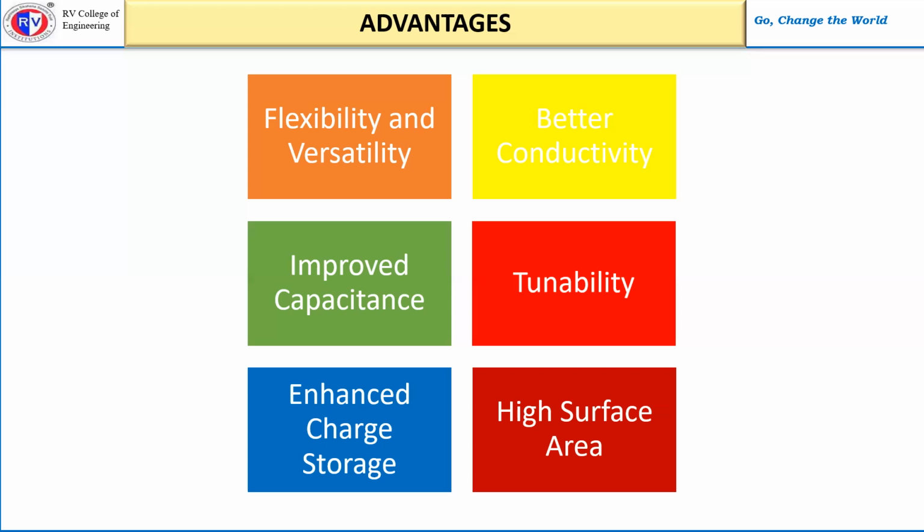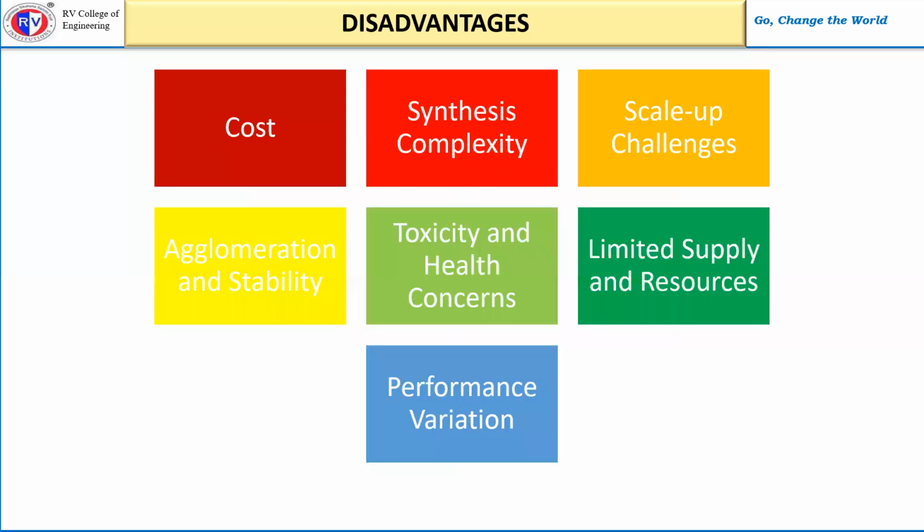Disadvantages. Next slide. Coming to disadvantages, these are the main things like cost, synthesis complexity, scale up challenges, agglomeration and stability, toxicity and health concerns, limited supply and resources, performance variation, etc.